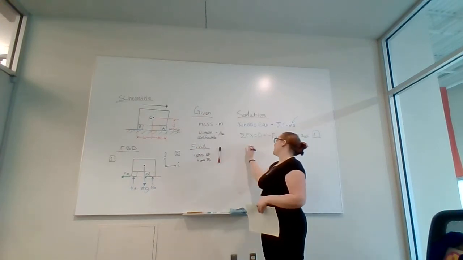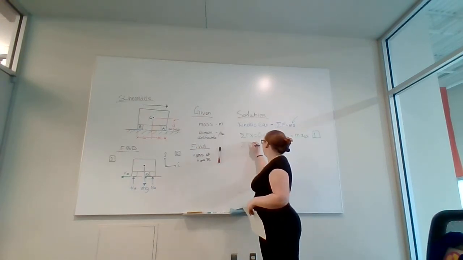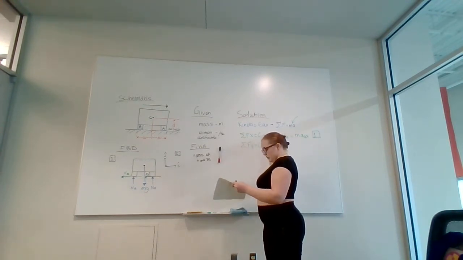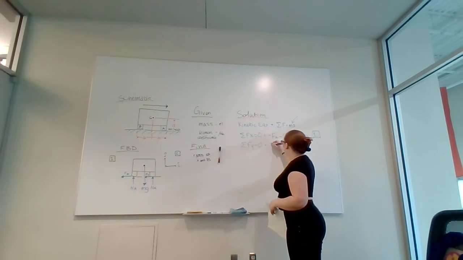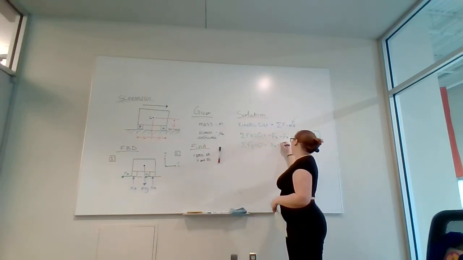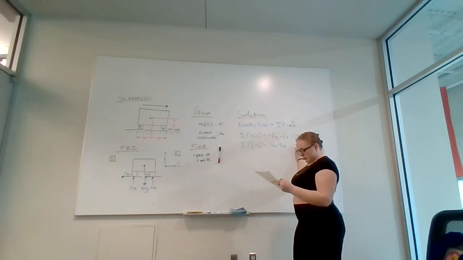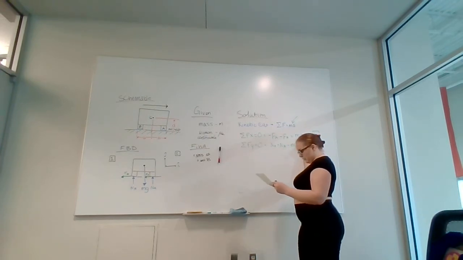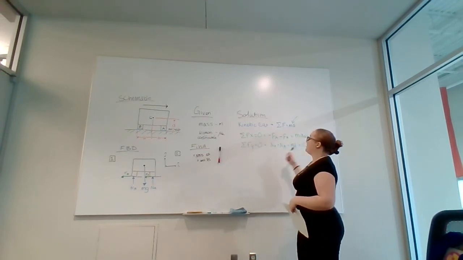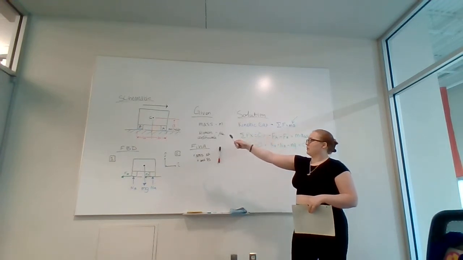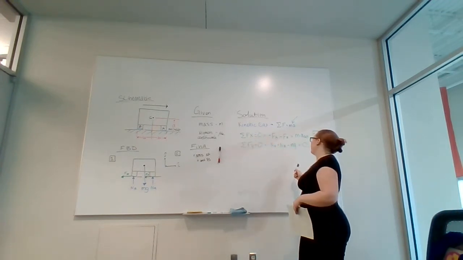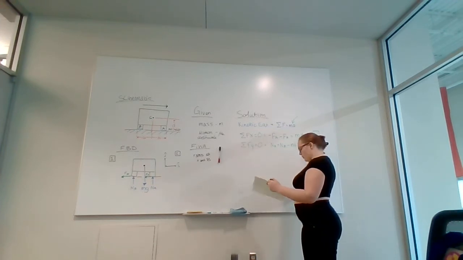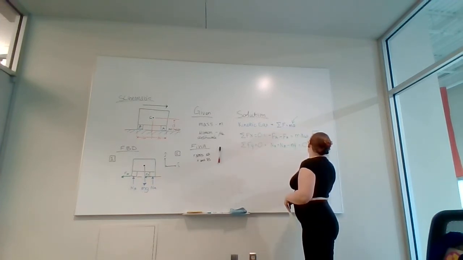Next step is to do the same thing in the y direction. So the sum of the forces in y equals 0, which gives you normal A plus normal B minus the weight force, mg, is equal to 0, because we know that the crate moves to the right, so there is no vertical acceleration. This is your second scalar equation.